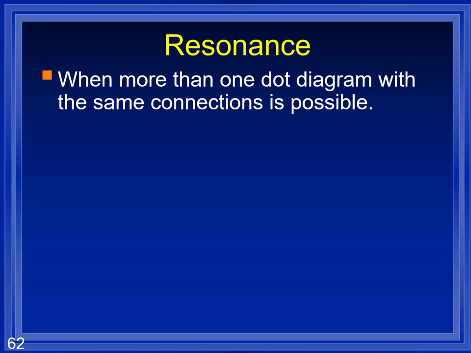And the way that happens is you get to a point where you have a choice for a double bond. You do the math, you figure out you need a double bond, and you've got your choice about where it goes. And where it goes doesn't matter.